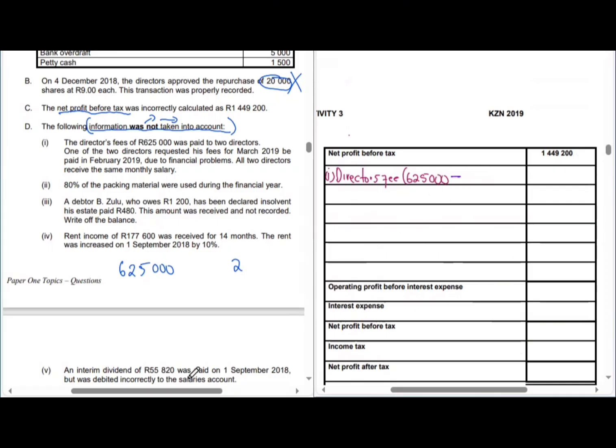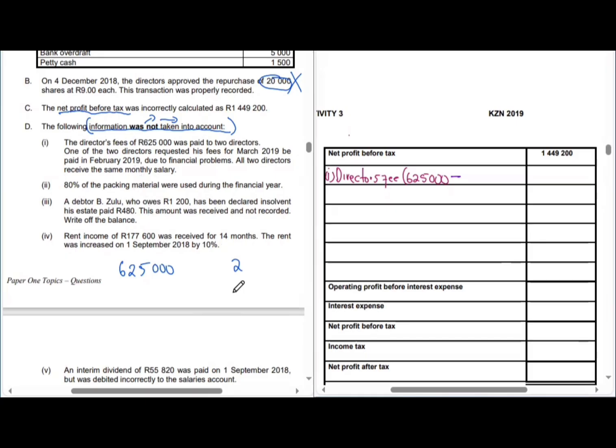And then let's continue and find out how much that is. And then 2 directors. Let's continue with our question. All 2 directors receive the same monthly salary. So guys, it says that if one director receives 500, another director receives 500. So normally these 2 directors are earning the same salary on a monthly basis. So let's find out how much that is.